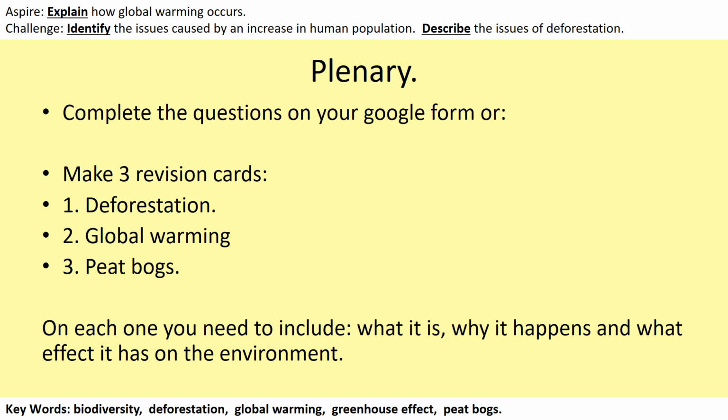I'd still suggest that you make 3 quick revision cards or 3 sets of notes about deforestation, global warming and peat bogs. Now I would have a revision card for each one. So on deforestation, to say what it is, why it happens, so why do humans want to carry it out, and what effect it has on the environment. For global warming, I do the same thing. What is global warming, how it occurs, and what effect it has on the environment. And the same thing for peat bogs. I do a separate revision card on peat bogs, what they are, why it happens, and what effect it has on the environment. Check your answers on the Google form.